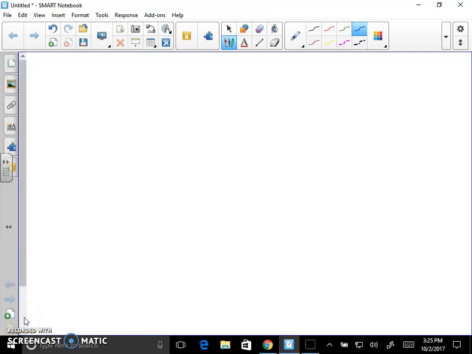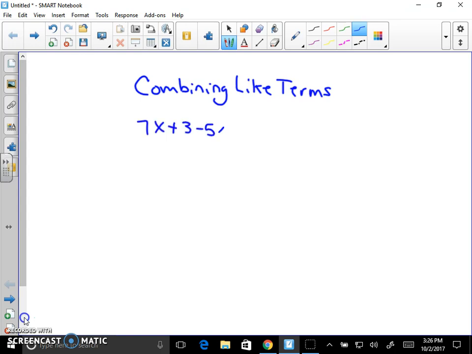Okay, so we're going to be talking about combining like terms. So your notes, combining like terms. For an example, 7x plus 3 minus 5x plus 8 plus 4x minus 1.